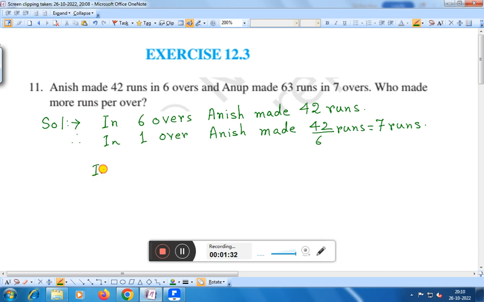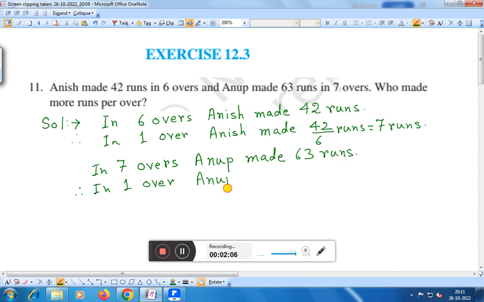Now in 7 overs, Anup made 63 runs. Therefore, in 1 over Anup made 63 by 7 runs, that is 9 7s are 63, 9 runs.